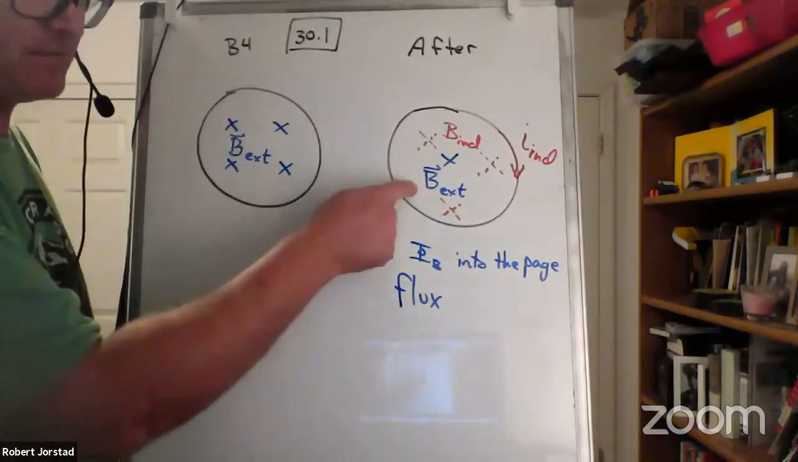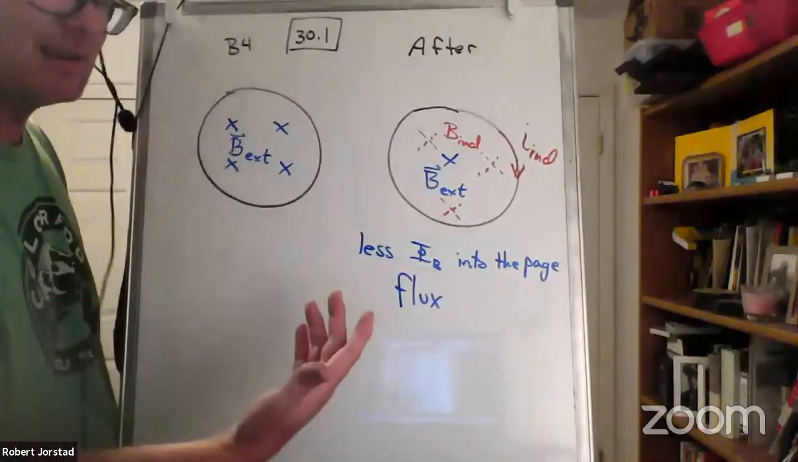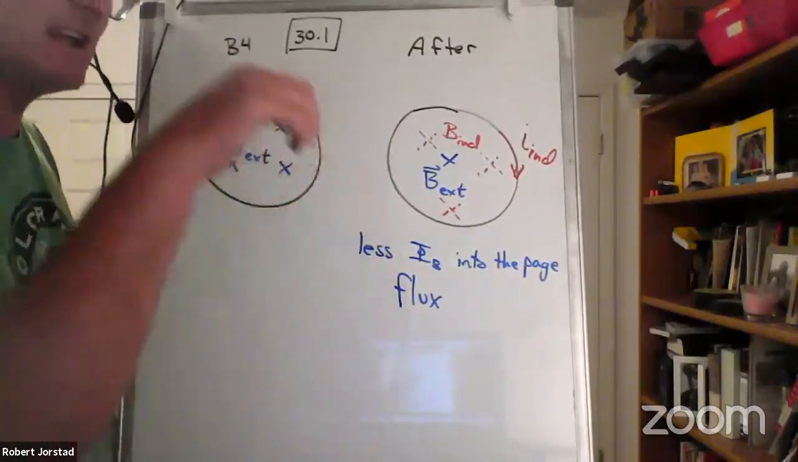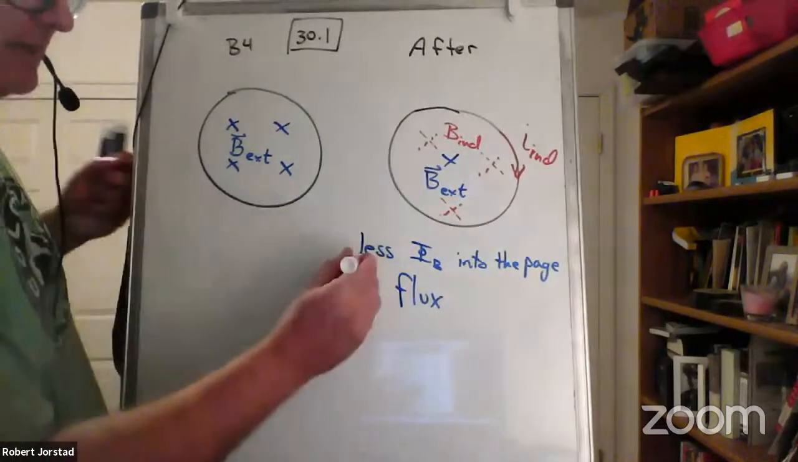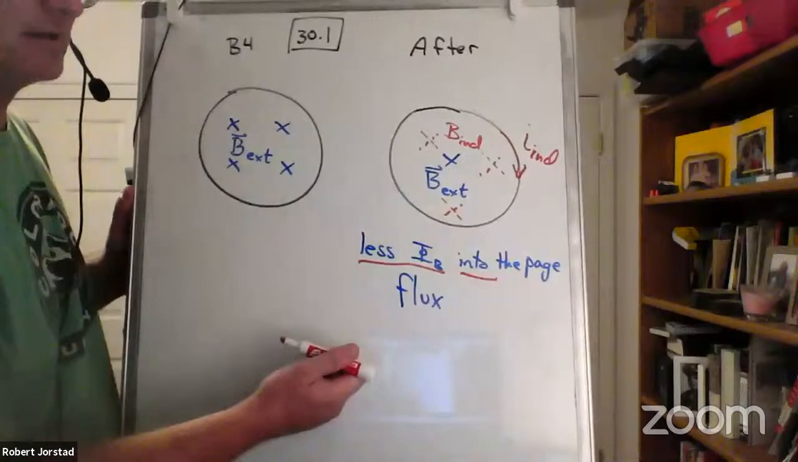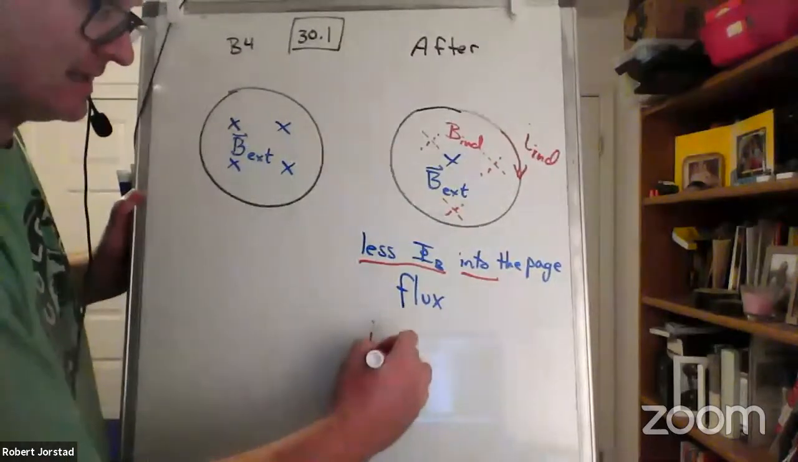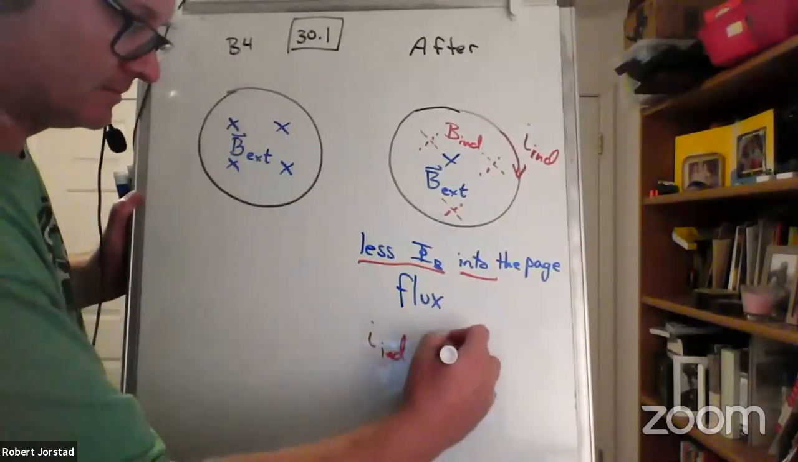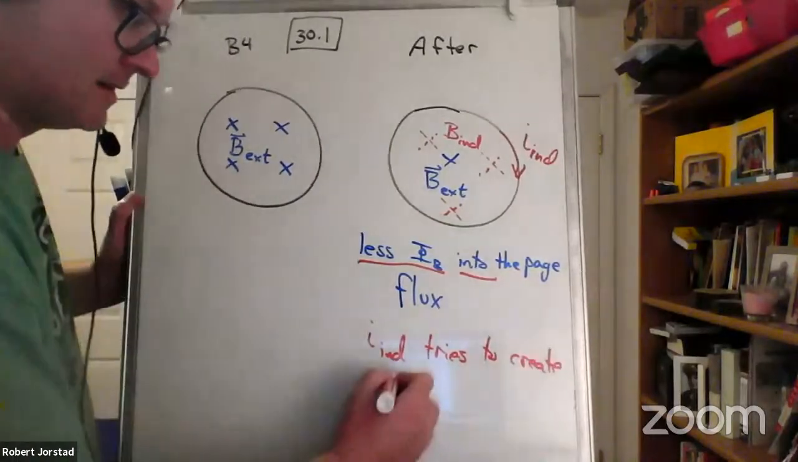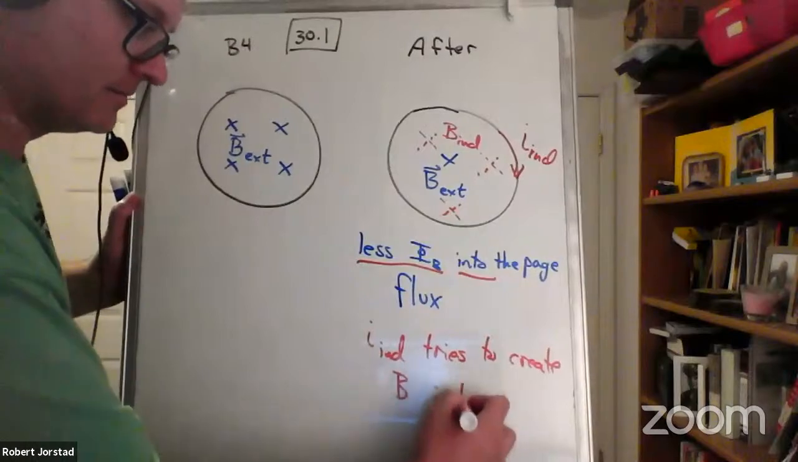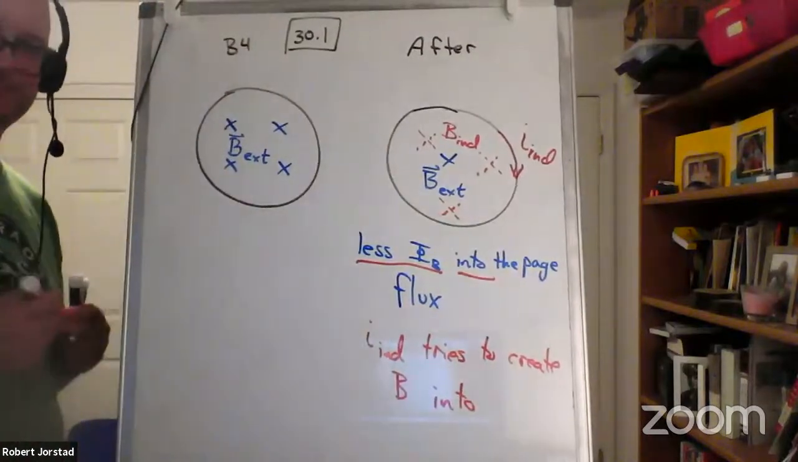It's not opposing the field. It's pointing the same way. It's opposing the change in flux. So because I have less phi B into, I induced tries to create B into. All right.